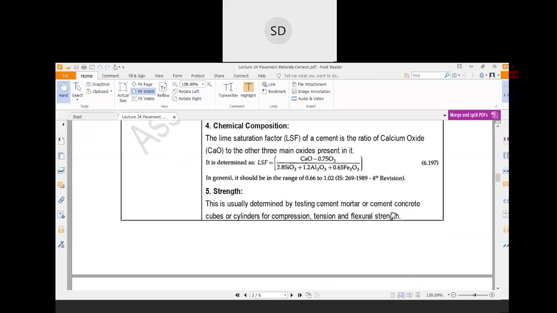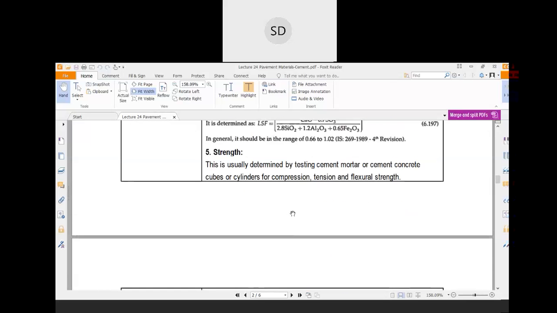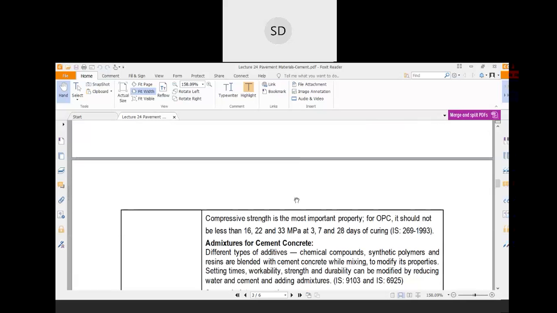Then the strength test. This is usually determined by testing cement mortar or cement concrete cubes or cylinders for compression test. So this is similar to your concrete technology.